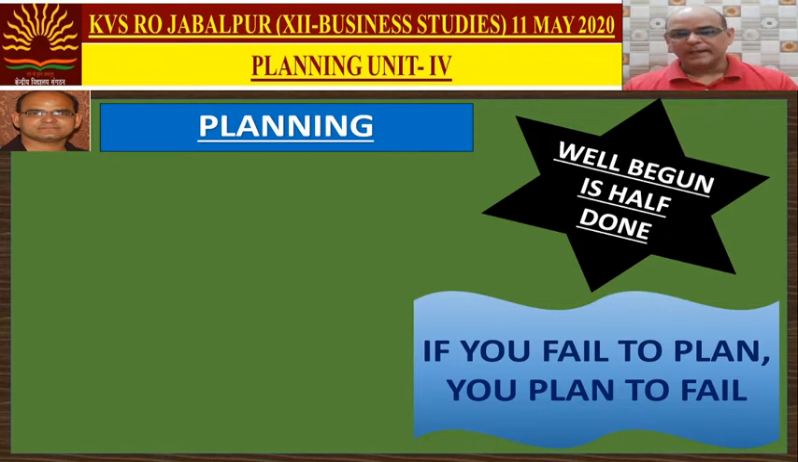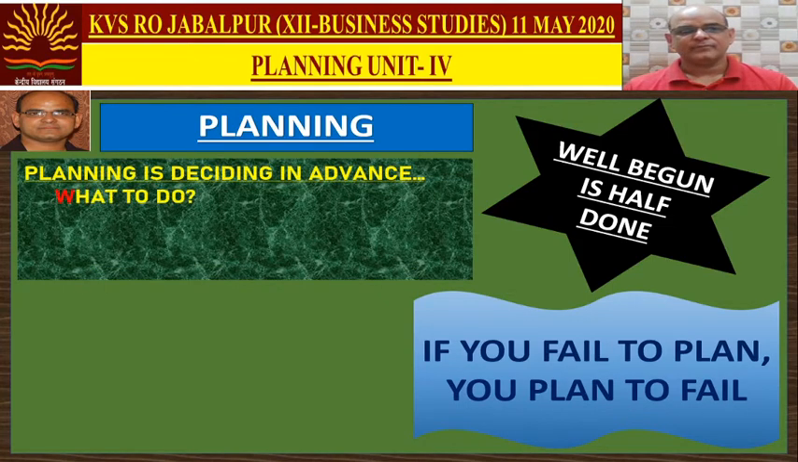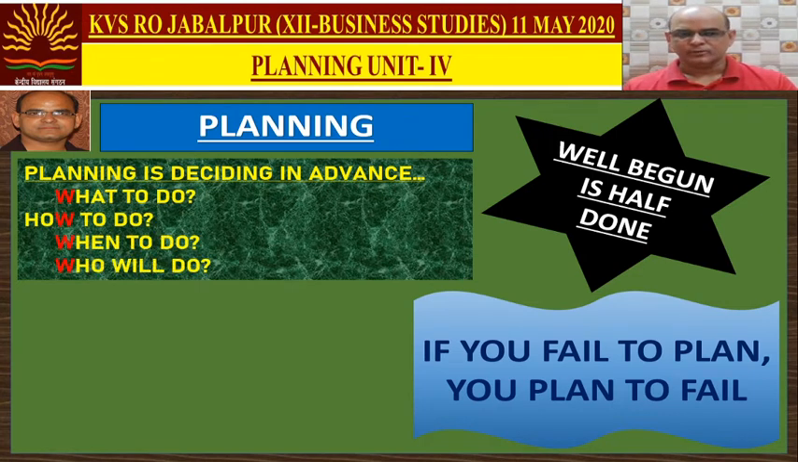If you fail to plan, you are planning to fail. If you have not done correct planning, it means you have purposefully decided to fail. So planning is deciding in advance what to do, how to do, when to do, and who will do.